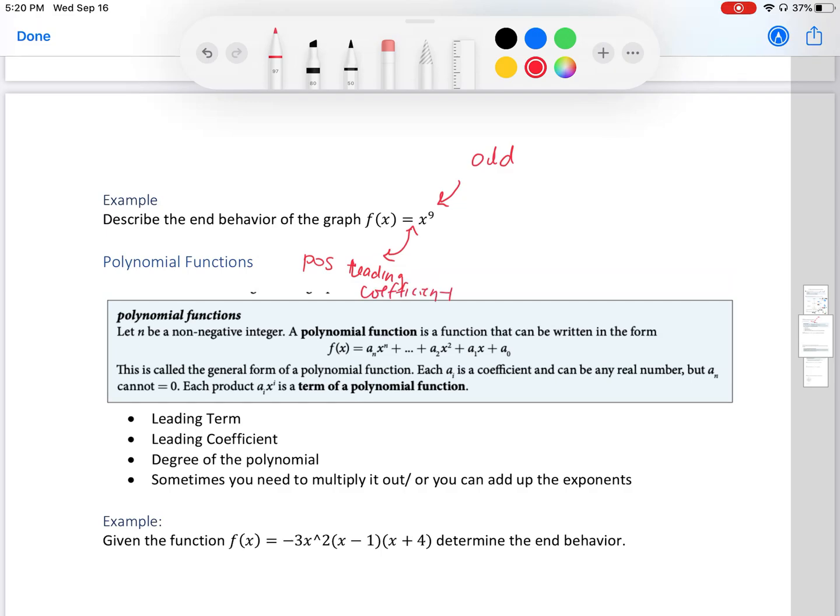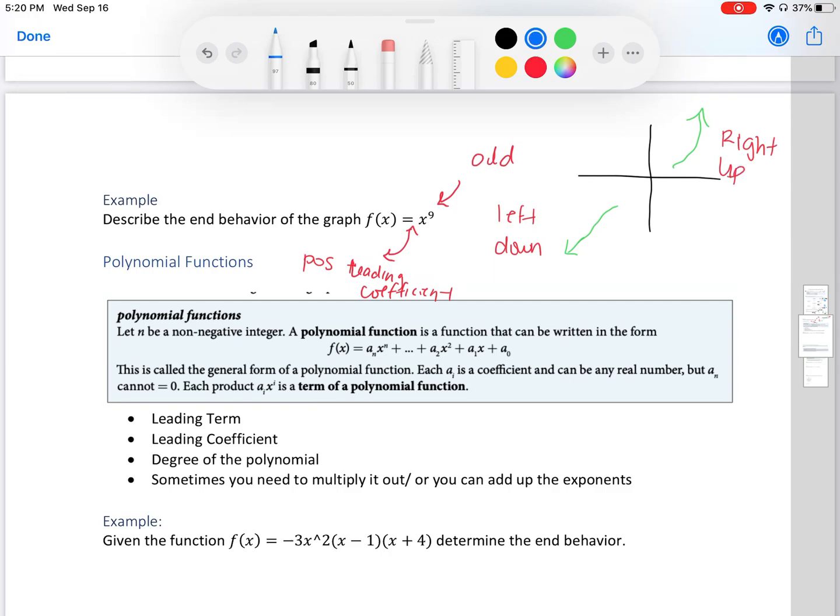So we know our graph should be pointing. Again, I don't know what's going on, but I know the end behavior should be something like that. So I know my leftmost is pointing down, and my rightmost arrow is pointing up. How do we describe that?